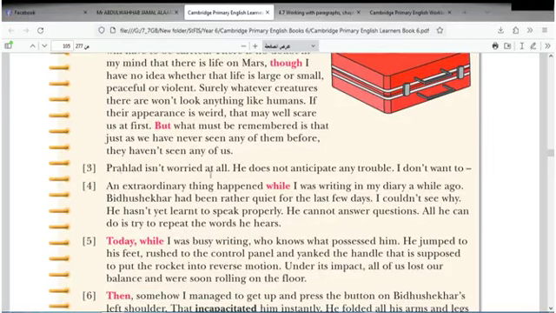Prahlad isn't worried at all. He does not anticipate any trouble. I am introducing a new idea, so I will start a new paragraph. An extraordinary thing happened while I was writing my diary. A new paragraph is used to emphasize an idea or to introduce a new idea.